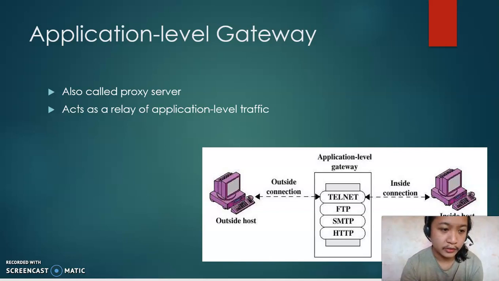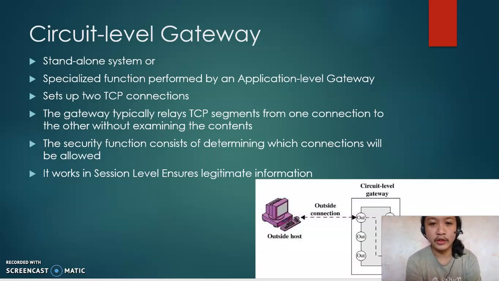Okay, next topic. We are now going to the circuit level gateway, a standalone system. What is a circuit level gateway? It's a standalone system or a special function performed by an application level gateway. It sets up two TCP connections, and the gateway typically relays TCP segments from one connection to the other without examining the contents. The security function consists of determining which connections will be allowed. It works at the session level and ensures legitimate information. Okay, circuit level gateway.